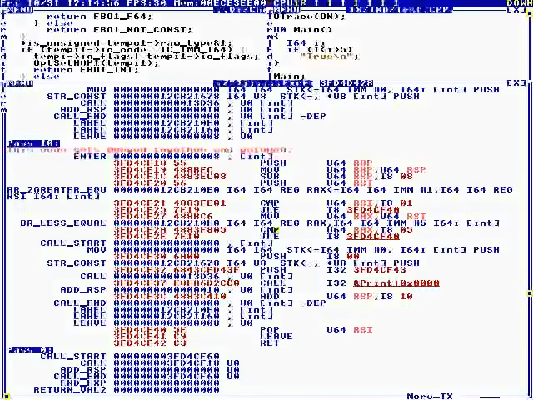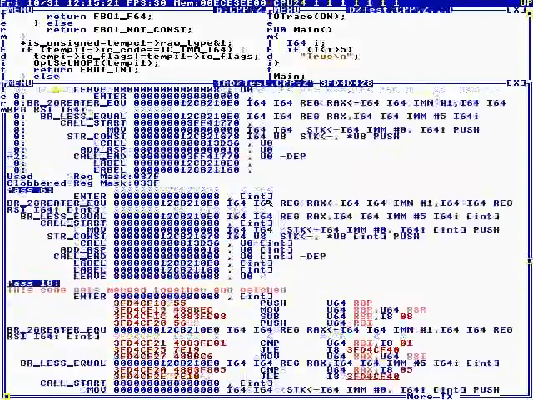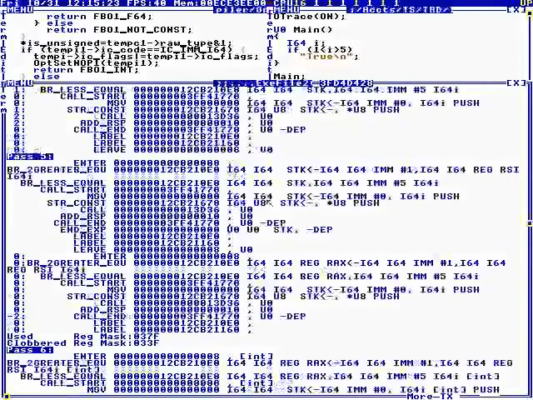Anyway, so what do we got here? Compare to 1. So RSI, that must be the I variable, got stuck in a register. Branch less or equal, move 5, compare RAX to 5. So it moved it into RAX. I was wrong about CX. Where did it do that optimizing? I don't know.